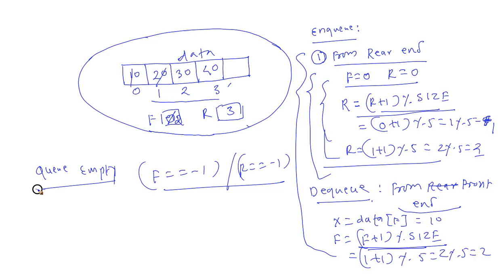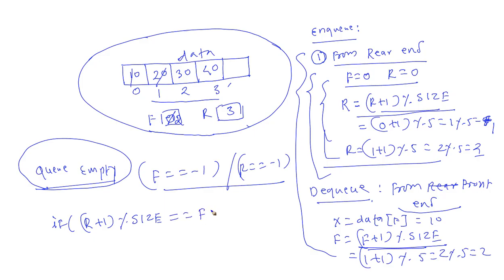Q full condition, the same full condition which we use in circular Q, the same full condition I'll use here. So the Q full condition there was: if (R plus 1) mod size is equal to F. Whatever R is, I'll add 1 to R's value and get the remainder. That means I am giving a circular increment. R incremented in circular fashion is equal to F. Wherever my R is, I'll add 1 to that and divide that by the size of the array.